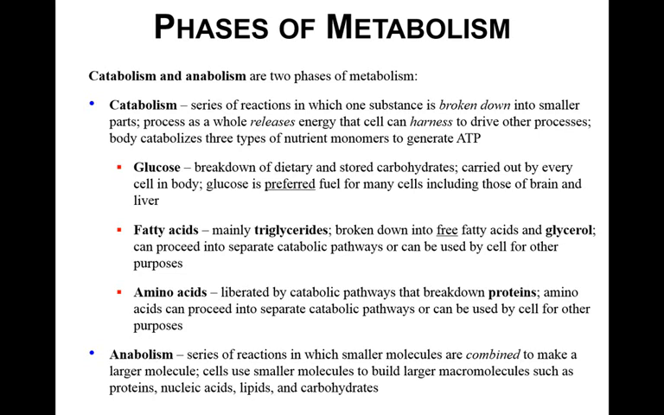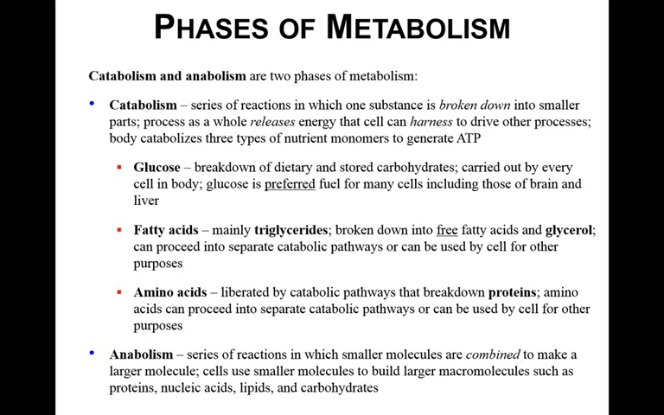Glucose is, of course, the breakdown of stored carbs. Every cell in the body is going to break down glucose. It is actually the preferred fuel for many cells, especially those in your brain and liver. And then you have fatty acids, which are mainly triglycerides. This is, of course, breaking down free fatty acids and glycerols. This kind of goes in separate pathways, and it can be used by the cells for other purposes as well, other than just energy. And then amino acids, of course, is what you get when you break down proteins. They also can proceed in separate pathways, or they can be used by the cell for other things as well.